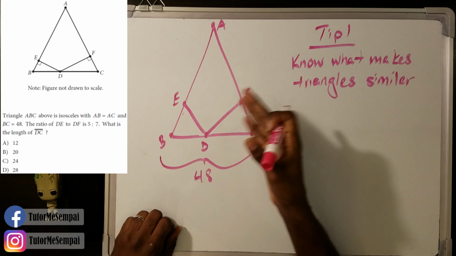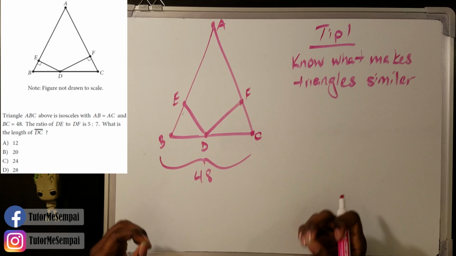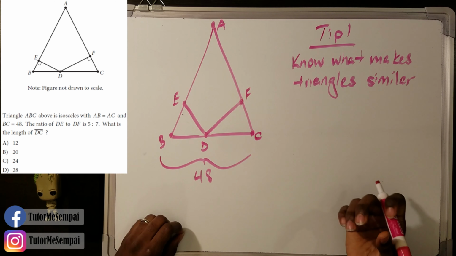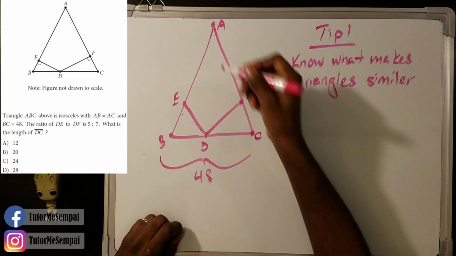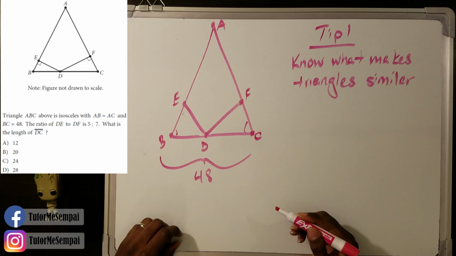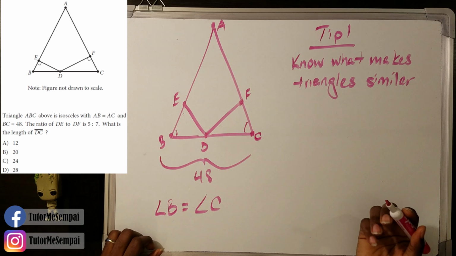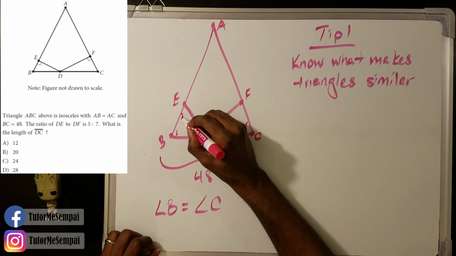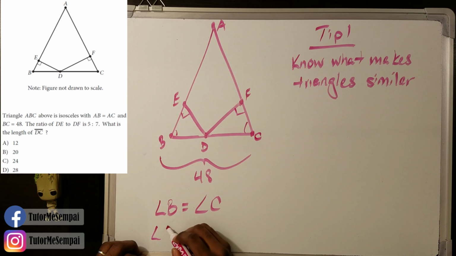We're told that the big triangle, ABC, is isosceles. But how does that affect the smaller triangles within it? One thing about isosceles triangles is they have two equal angles. This side here and this side here are equal, so their corresponding angles are also equal. So angle B is equal to angle C. In this diagram, this is supposed to be a right angle, and this is supposed to be a right angle as well. So angle E equals angle F.